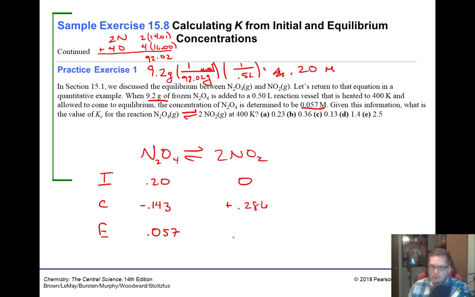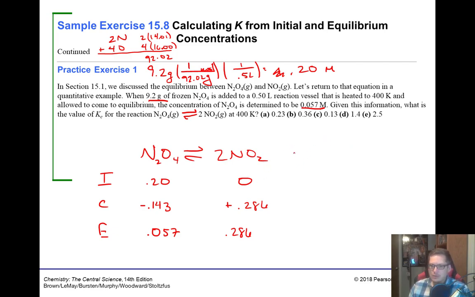Now, to find the equilibrium value, all we have to do is add these values together. So 0 plus 0.286, and you just get 0.286. So at equilibrium in our container, we'll have 0.057 molarity N2O4 and 0.286 molarity NO2.